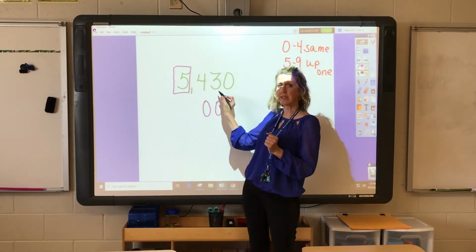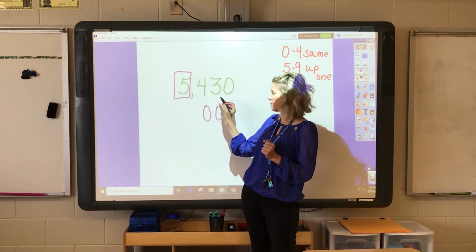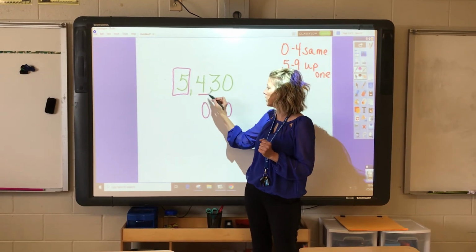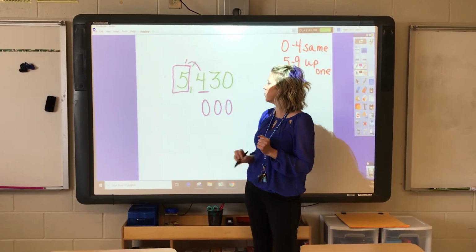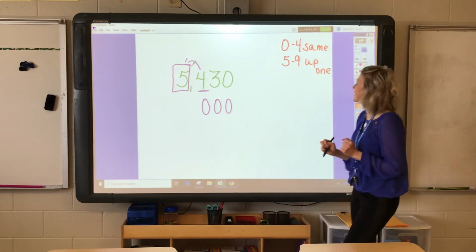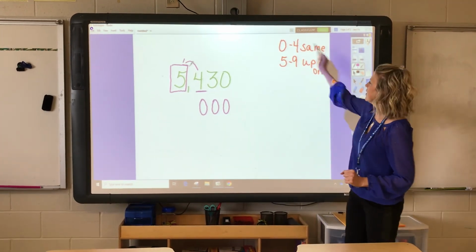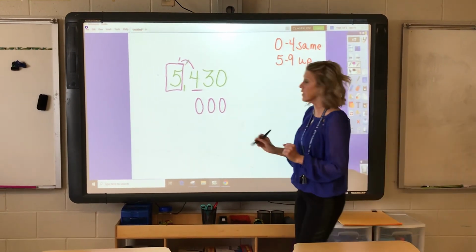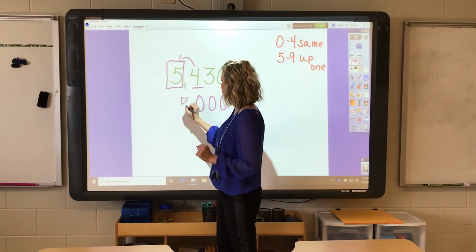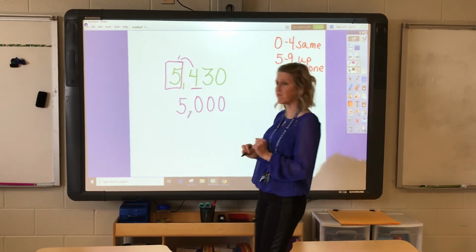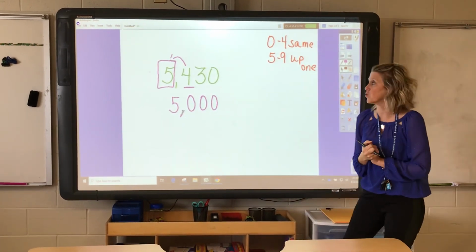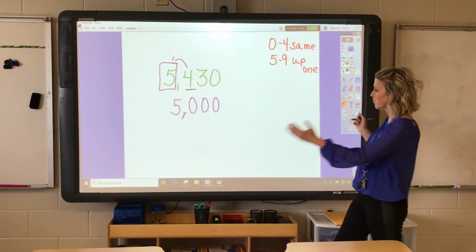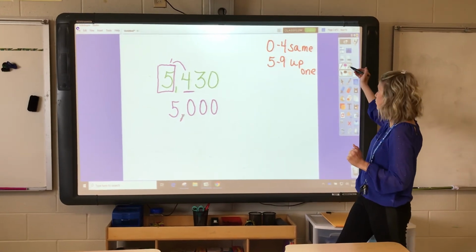I look at the 3. No, Miss Levitt, of course not. I look at the 4. The 4 tells that 5 what to do. And what is that 4 going to say? You see it up here. What is it going to say? Right, it's going to tell it to stay the same, so that's still 5,000. This number is closer to 5,000 than it is to 6,000. Okay, it falls closer to 5,000.